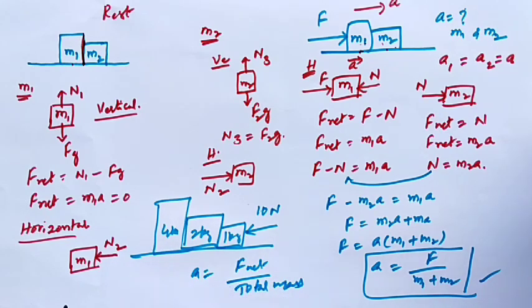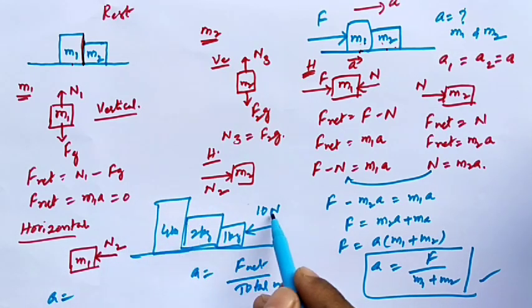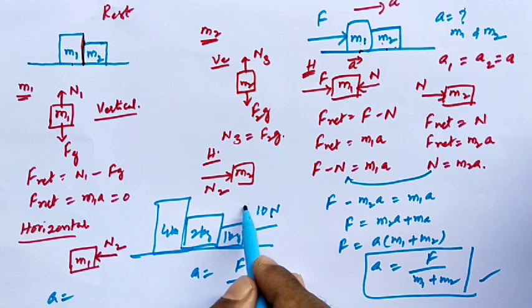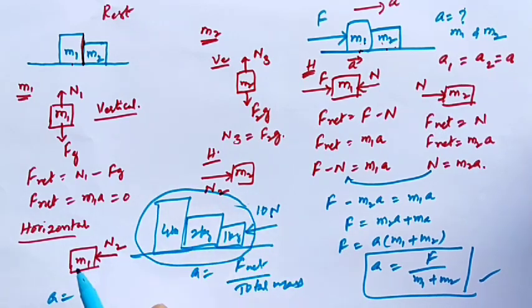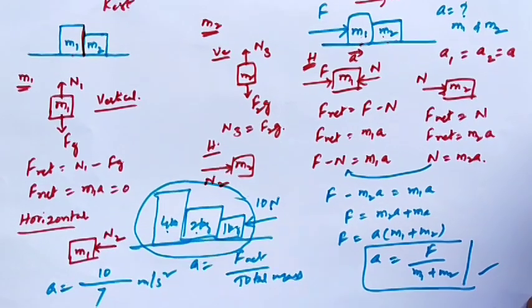So the acceleration of each block is F net by total mass. Now that is equal to F net. What is the net force acting horizontally? Only the applied force. You consider this total as the system. On this body, how much is the applied force? 10, divided by the total mass, which is 4 plus 2 plus 1. How much? 7 meters per second square. In this way you can calculate very easily.